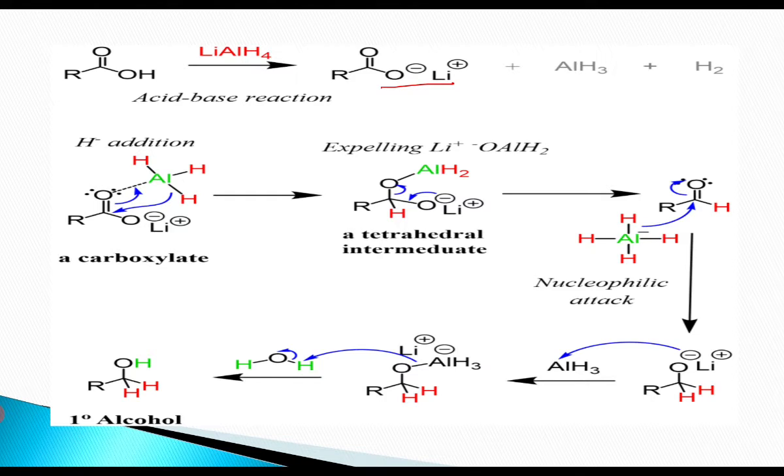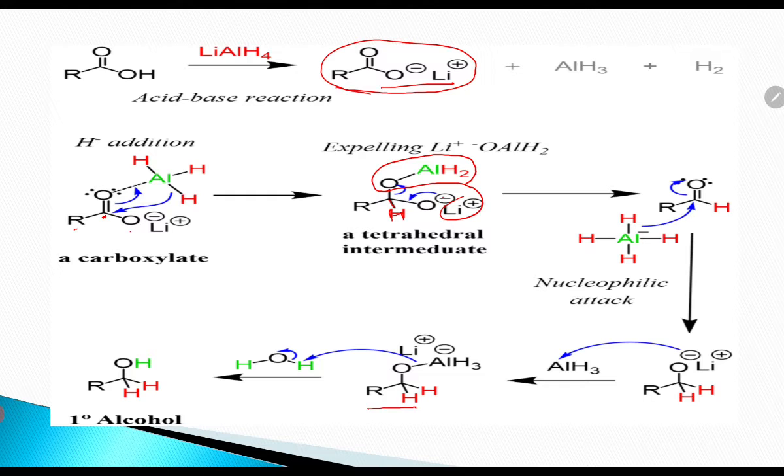Next, see the carboxylate ion formed here, R-C=O-O minus, lithium plus. The carboxylate ion reacts with the aluminum hydride, and hydride ion addition takes place on this carbon atom. The hydrogen is added onto this carbon atom and oxygen is bonded to aluminum H2, so a tetrahedral intermediate is obtained. And with the expelling of lithium plus and O minus AlH2, we are getting an aldehyde here.